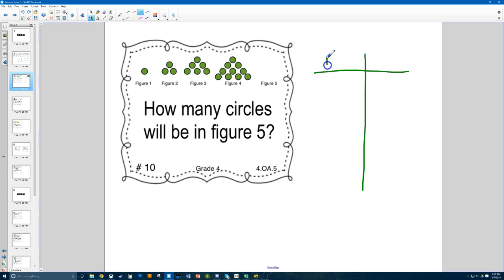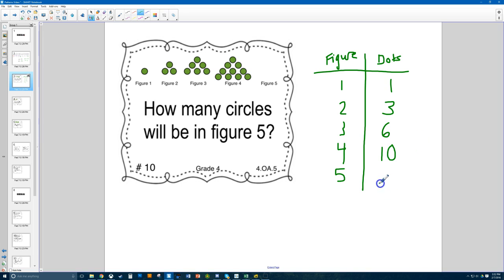For example, let's just say this is the figure number, and this is the number of dots. So we have two different things that we're trying to find. We have 5 figures here, so 1, 2, 3, 4, and 5. When it is figure number 1, we have 1 dot. When we have figure number 2, there are 3 dots. When we have figure number 3, there are 6 dots. Figure number 4 is 10 dots.